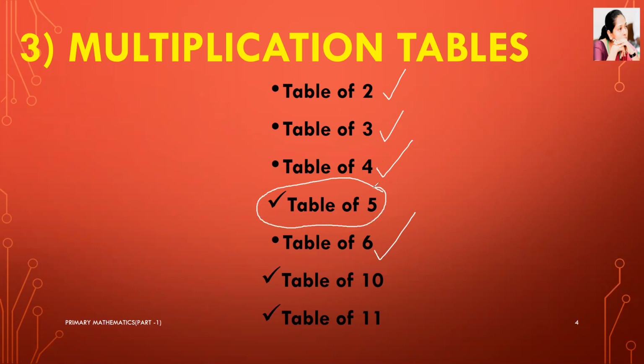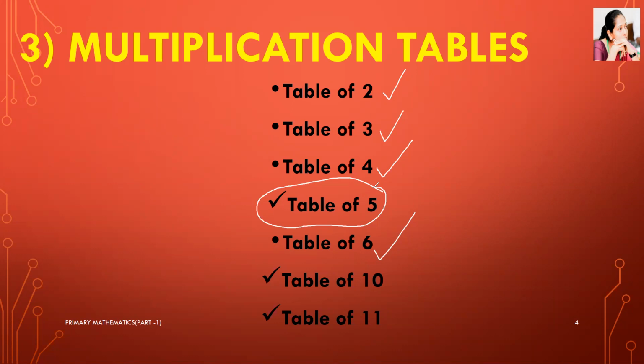Like if you take the table of 5, 5 times 1 is 5. 5 times 2 is 10. 5 times 3 is 15. 5 times 4 is 20. That way, you can get it easily. When it comes to the 10 times table, you can recall it even more easily. 10, 20, 30, 40, 50, 60, 70, 80, 90, like that, right?